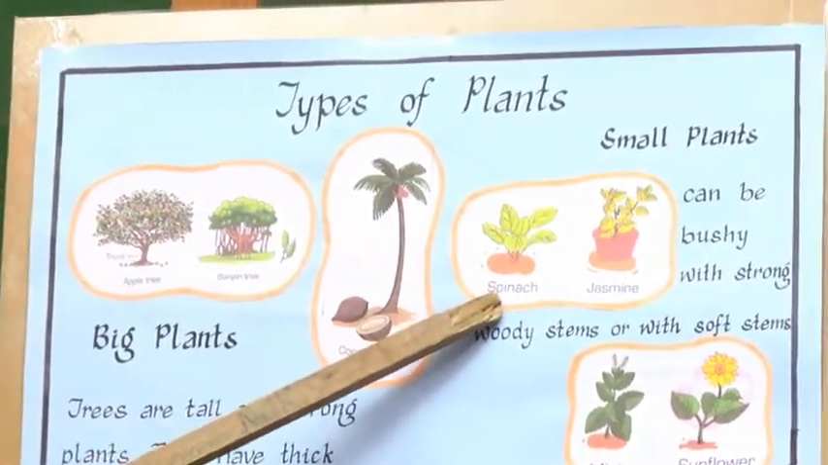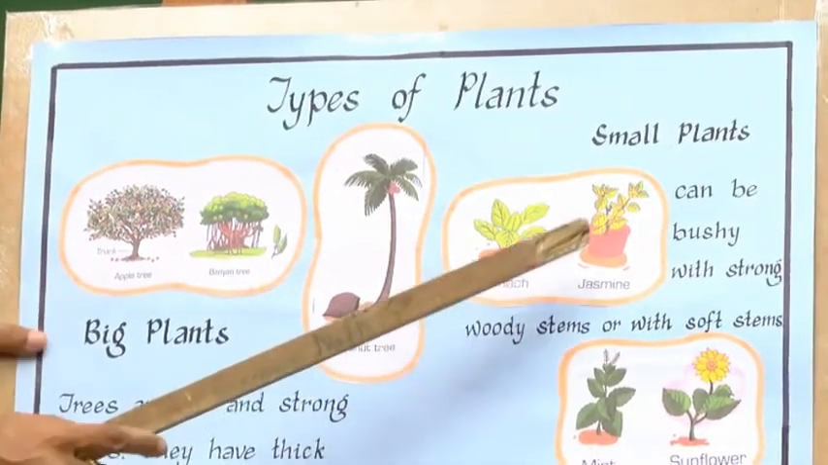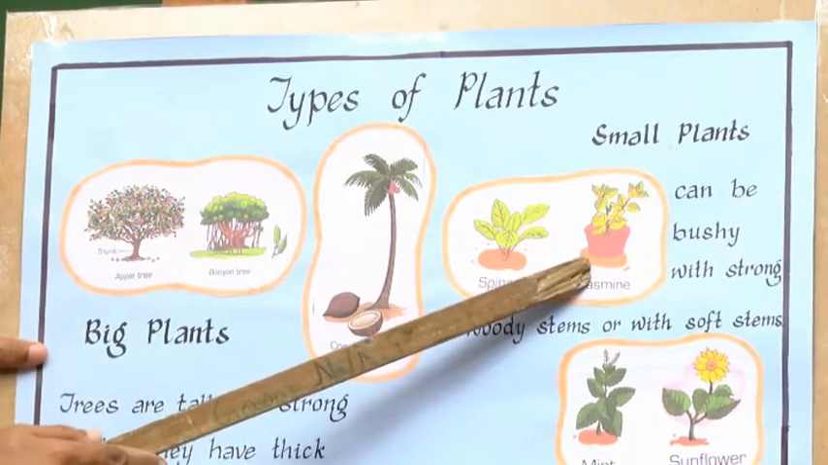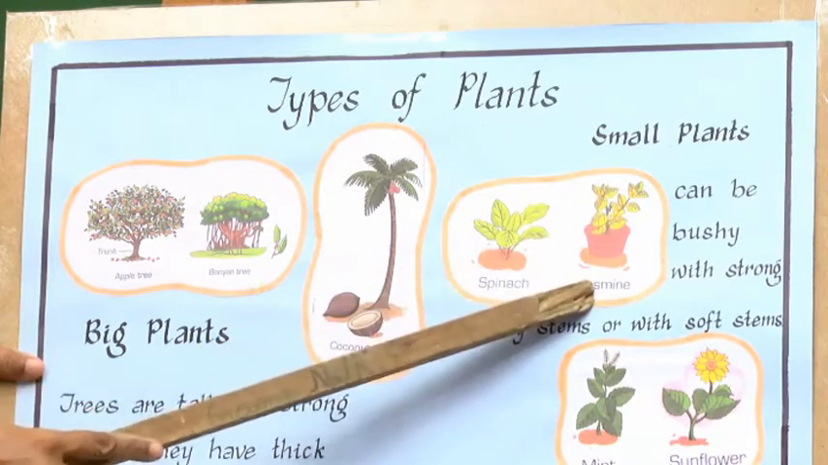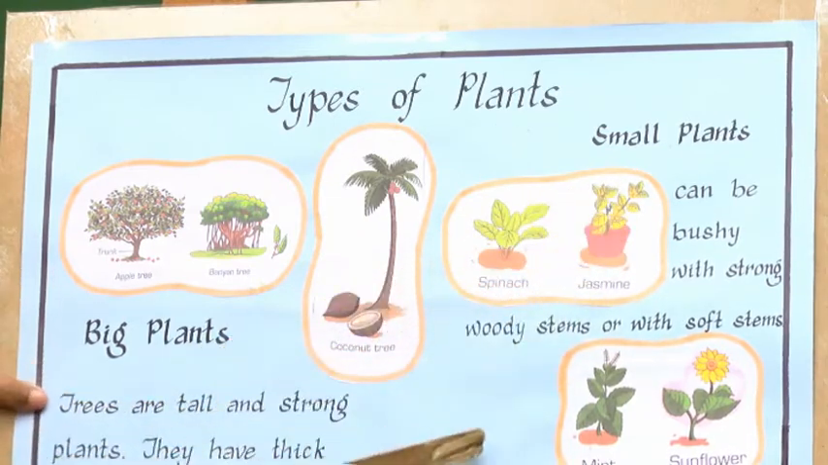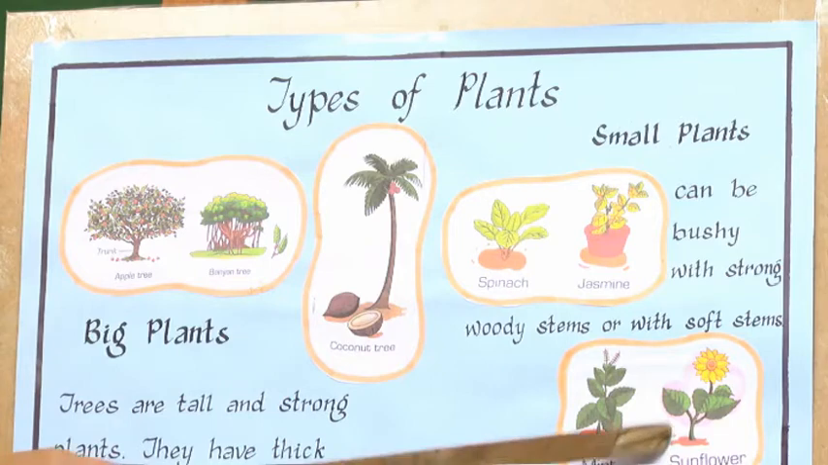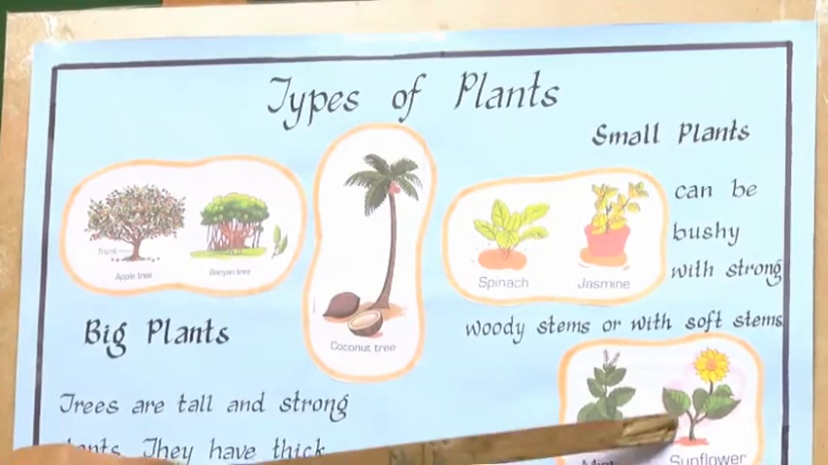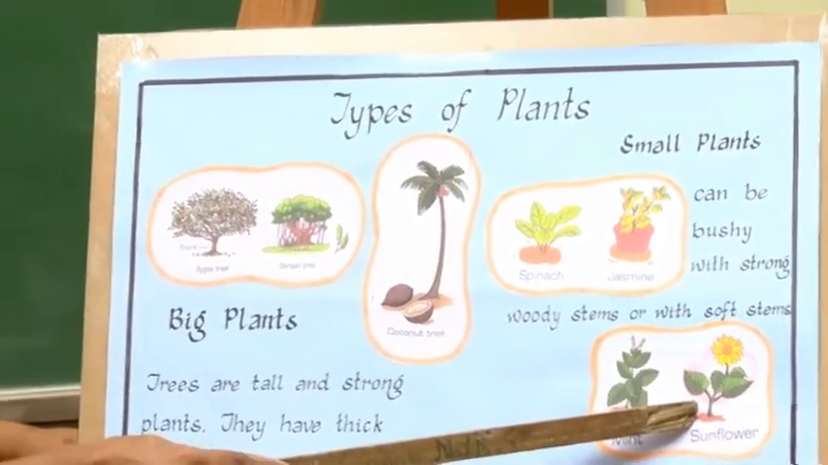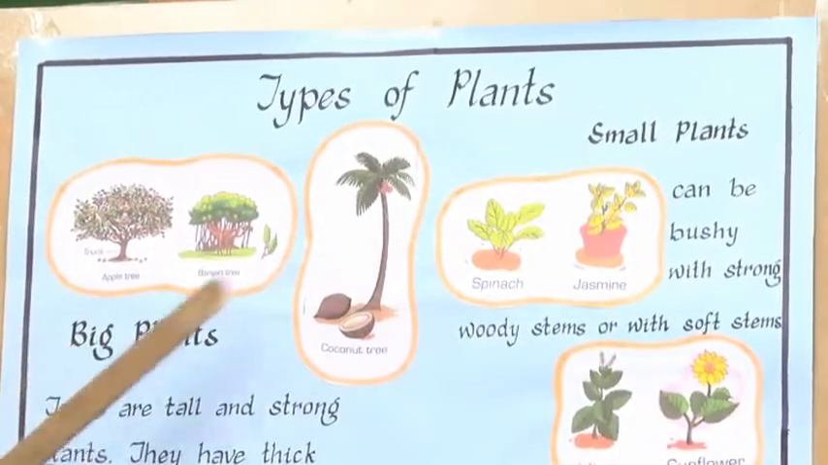Here you can see spinach with weak and soft stem, green color, and this one is jasmine. Jasmine has a woody stem, a little bit stronger than spinach, and it will be bushy also. And this one is mint. Mint has soft and green stems, whereas sunflower, when it is younger, will have a light green stem. When it grows bigger, it will have a strong woody stem also. These are the two main types of plants, big plants and small plants.